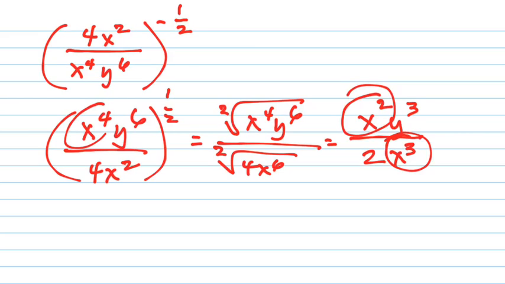Yes, it would have been better if we'd done the x's here. Sorry, guys, I missed it. Wait, where did we get x to the 3rd from? The square root of x to the 6th. But why is it x to the 6th? Oh, it was x to the 2nd. Oh, never mind.